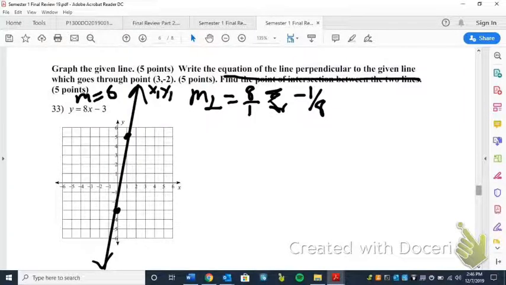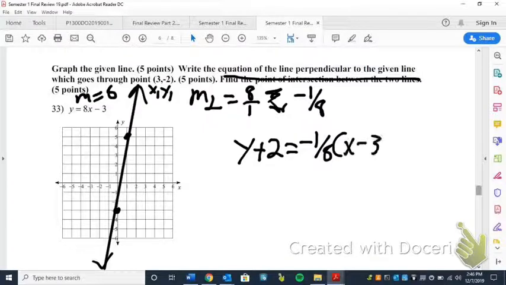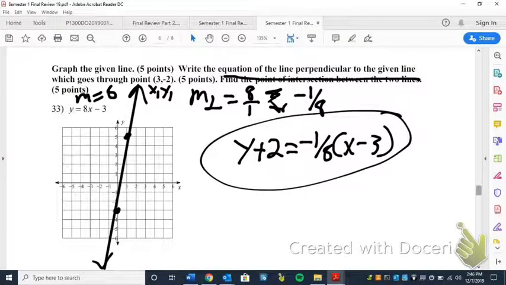That's my x1, y1. So what I'm going to do now is put that into point-slope form. y minus y1 equals m times x minus x1. y minus y1, y minus a -2 turns into y plus 2, equals -1/8 times x minus 3. And that's my second part.